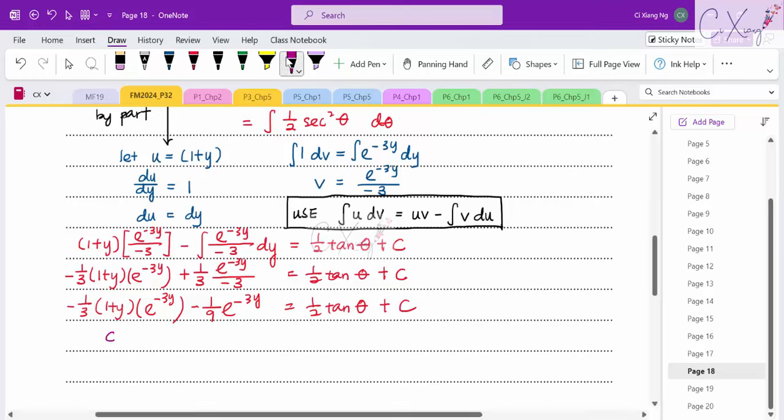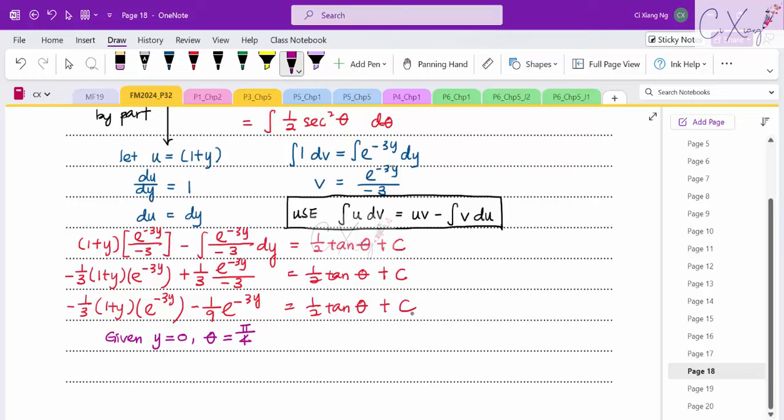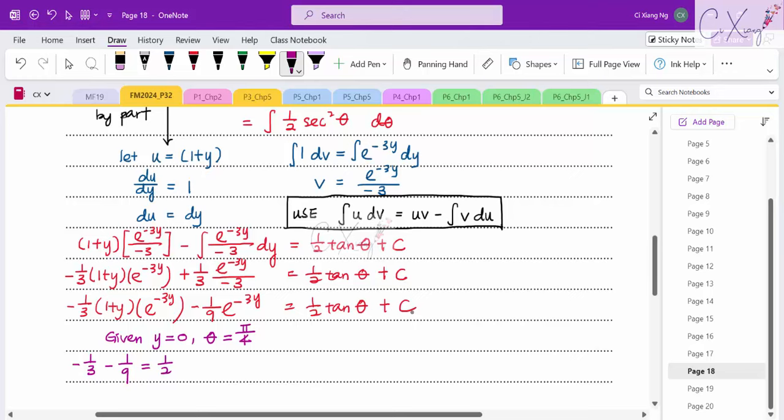Okay, so it is given the initial value, some useful value. When y equals to 0, theta is pi over 4. Okay, so I want to substitute these two values inside my general solution so that I can get the value for c. When I substitute y equals to 0, I'll be having negative 1 over 3 minus 1 over 9. Right hand side, I'll be having tangent pi over 4. So tangent pi over 4 is a 1, so half plus c. So from here, you'll get the c equals to negative 17 over 18.